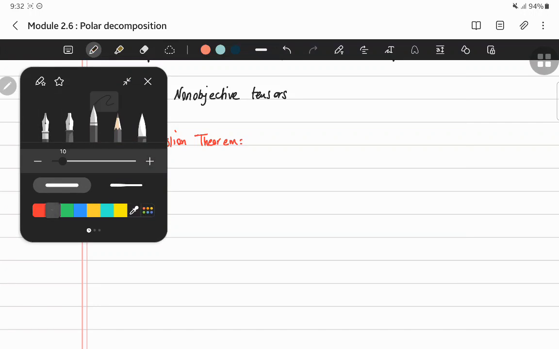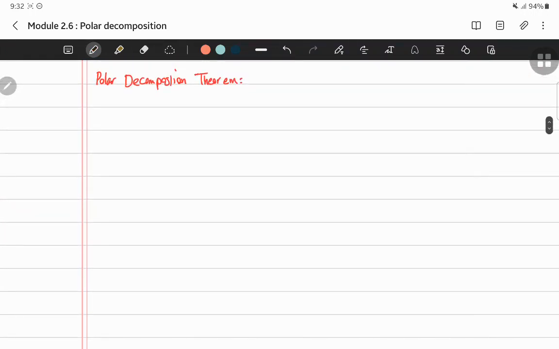In the previous module, if you remember, we introduced two types of spatial transformation. We said that we have dx is equal to F dX, and in this F we introduced the R tensor, which was the local rigid body motion, and we also introduced U, which was the stretching tensor, or the pure stretch tensor.